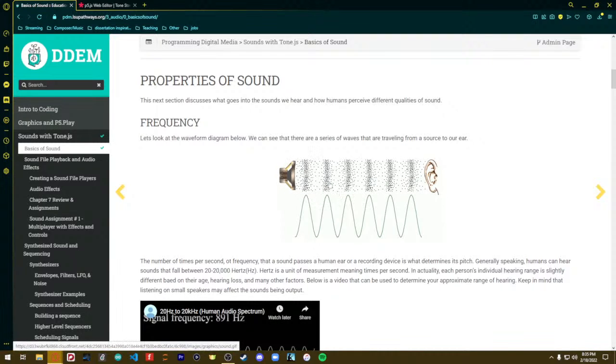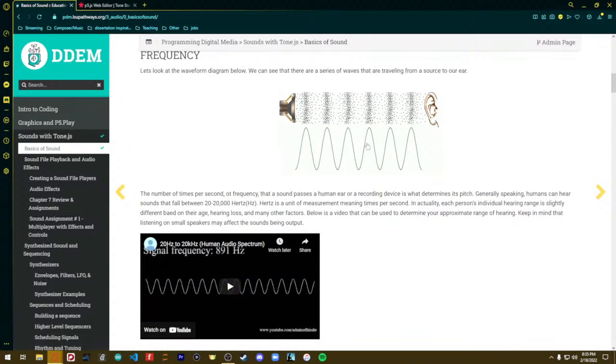The number of times per second that these waves of pressure hit our ears tells us what pitch it is. Something that's a really low pitch, like ooh, and something that's a very high pitch, like ooh, are going to have a very different number of waves hitting your ear per second.